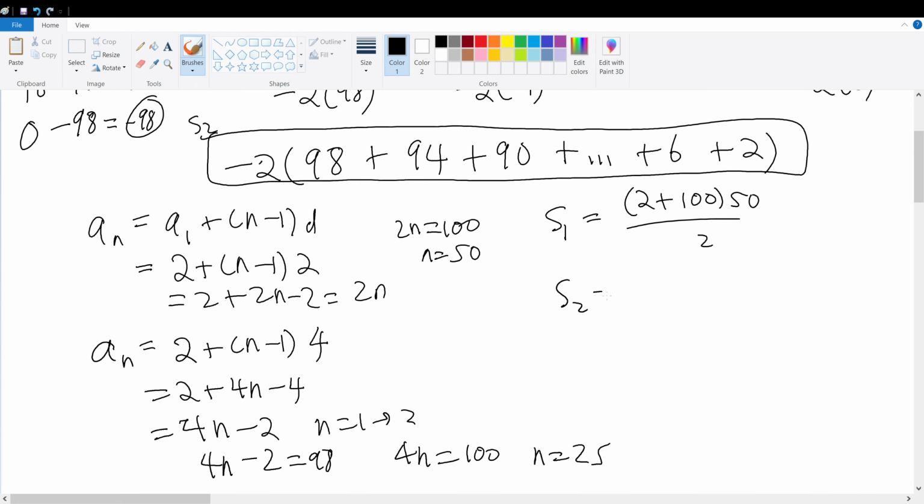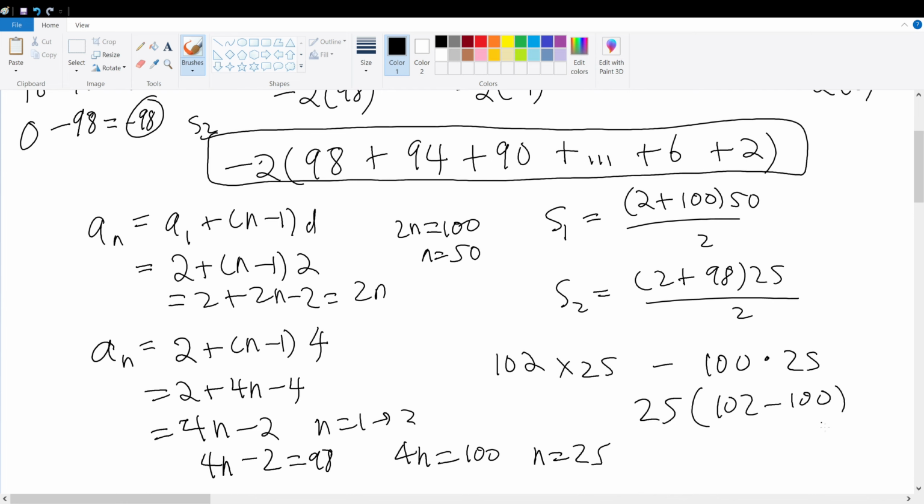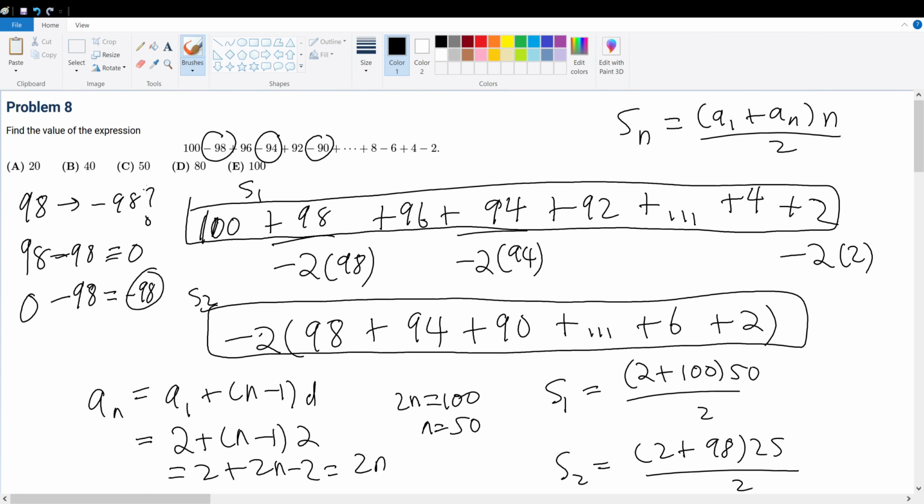So S2 will be equal to the first term of 2 plus 98 divided by 2 times 25. So now we know that we have 2 plus 100, so we have 102 times 50 divided by 2, so 102 times 25, subtracted by 2 times this, which is equal to what? 100 times 25. We factor out 25 to get 102 minus 100. So then this becomes 2 times 25, which gives 50. So your final answer should be 50, and that is choice C.